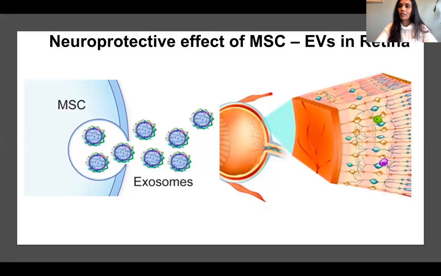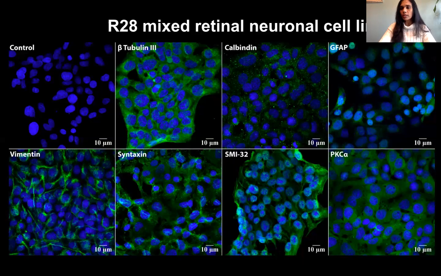So now, since we have identified all these things, we wanted to understand what is the neuroprotective effect of these MSC-EVs in the retina. For this, we first used an in vitro system using a retinal neuronal cell line. R28 is a mixed retinal neuronal cell line. Here you can see all these different markers for retinal cells, like calbindin, and GFAP for astrocytes, bipolar cells, and retinal neurons.